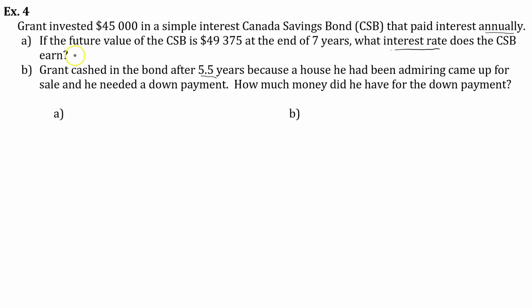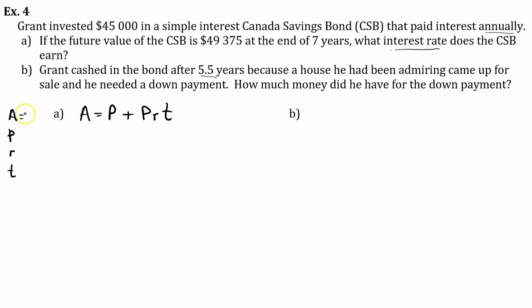So since it talks about a future value, we know that we're going to use our A equals P plus PRT, where A is the future value, P is the principal, R is the annual interest rate as a decimal, and T is the time in years. Now, look at this. We have our time in years, so we don't have to do any sort of fancy footwork with that. So, A, P, R, and T.